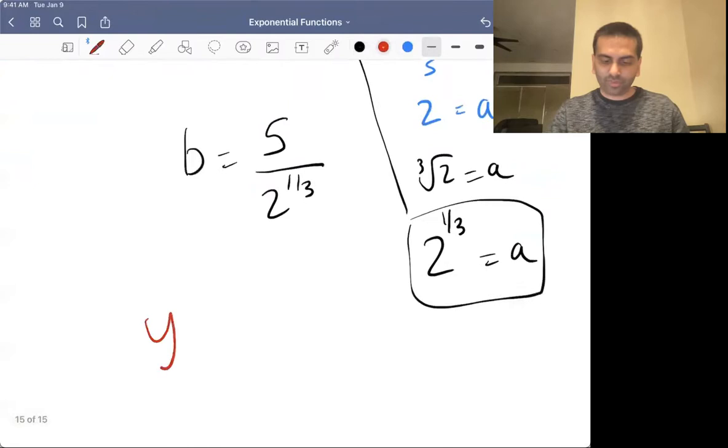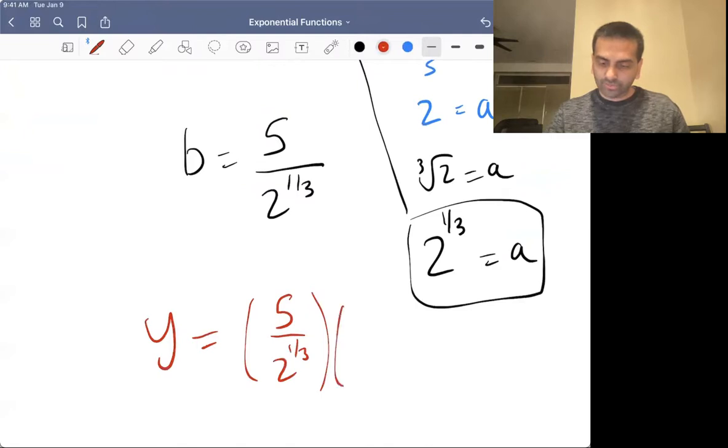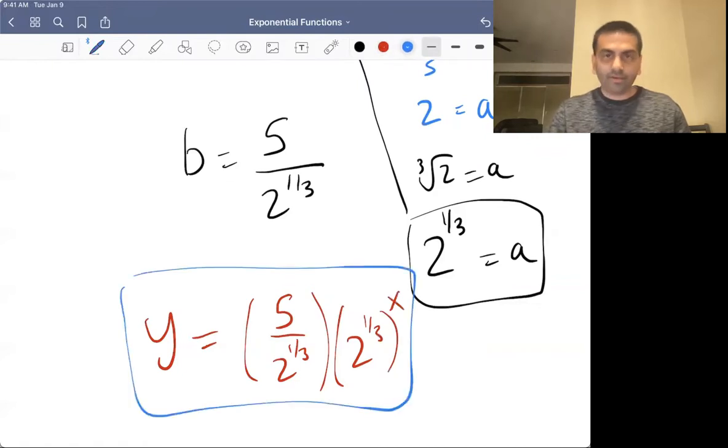So your final answer is y equals b, which is 5 over 2 to the 1/3, times a, which is 2 to the 1/3, to the x, right? So y equals b a to the x. So that would be your answer.